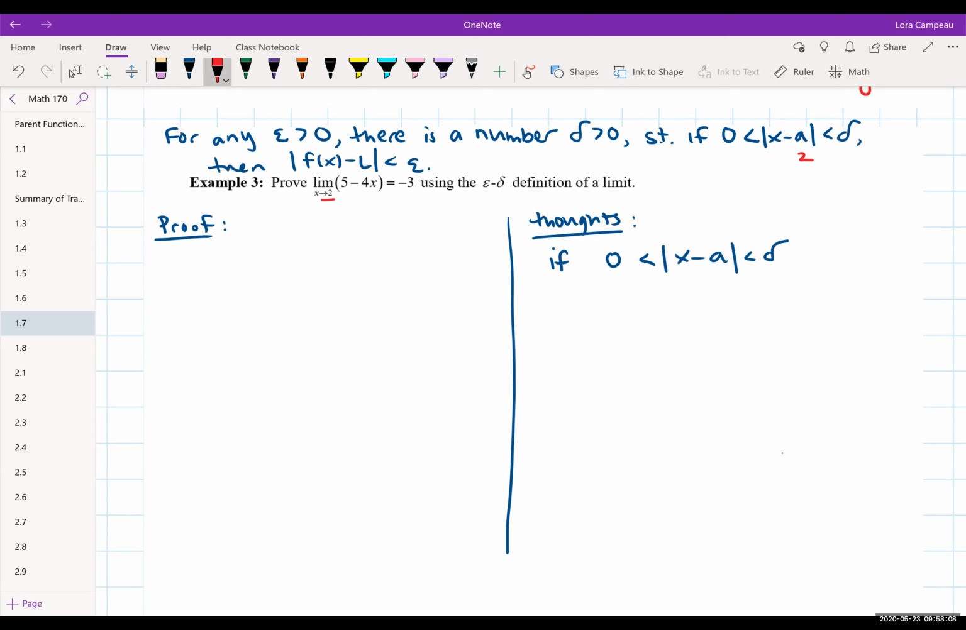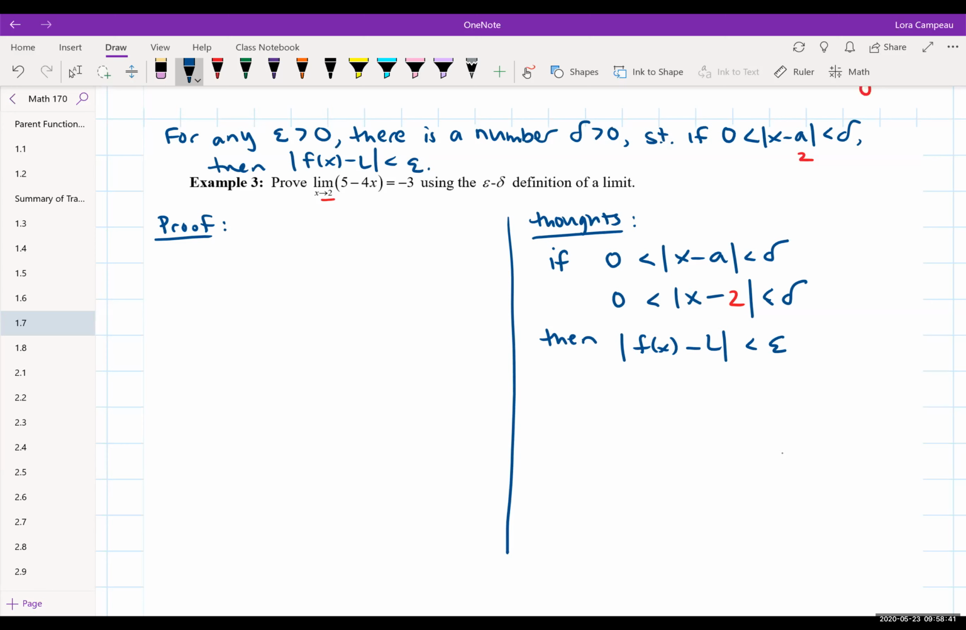So if it's supposed to be a 2, what we're really looking at is we're starting off at the absolute value of x minus 2 should be less than delta. We don't know what delta is yet. If that is the case, then what should happen is our absolute value of f of x minus L should be less than epsilon. So just some scratch work there.